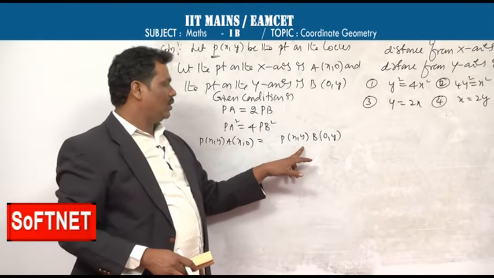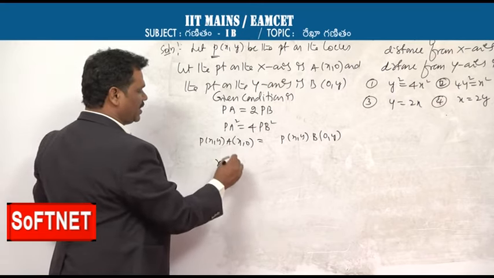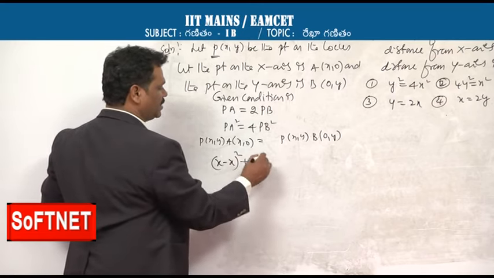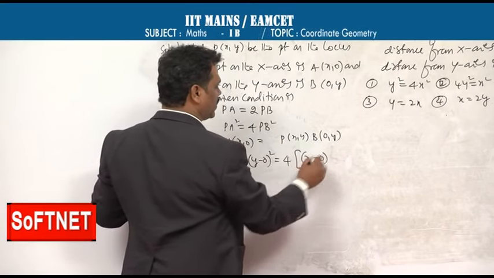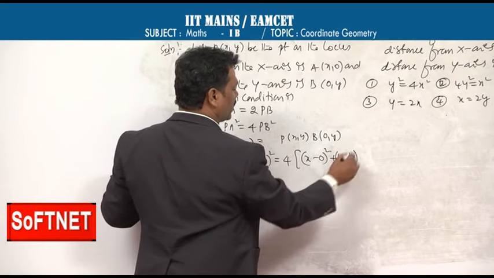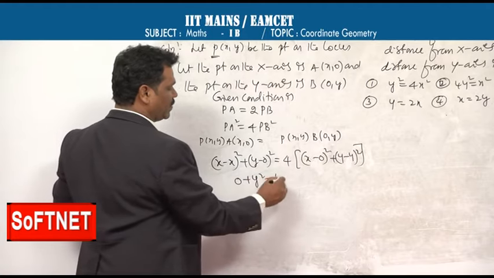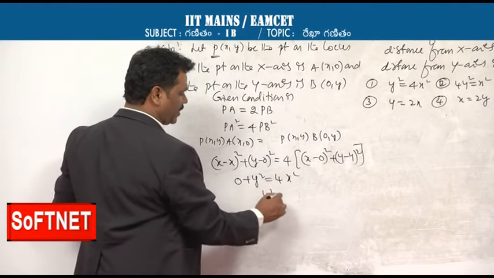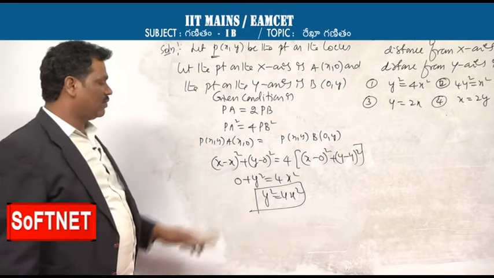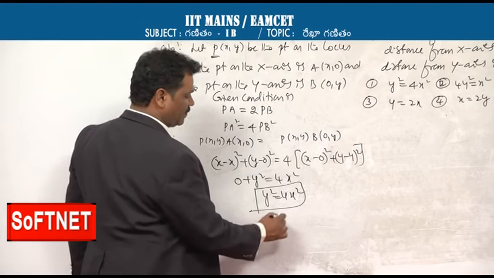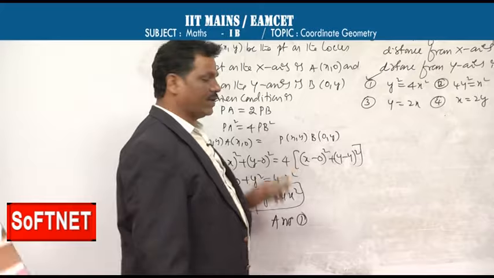Here also, x2 minus x1 whole square plus y2 minus y1 whole square. We get x minus x whole square plus y minus 0 whole square equal to 4 into x minus 0 whole square plus y minus y whole square. So here x minus x whole square means 0, plus y square equal to 4 into x square. So here y square equal to 4x square. The required equation of the locus is y square equal to 4x square. So here the answer is 1: y square equal to 4x square.